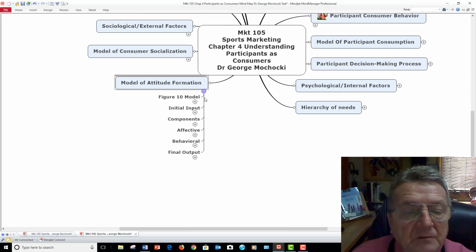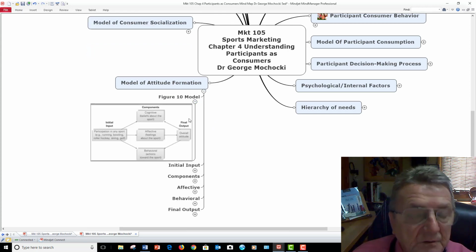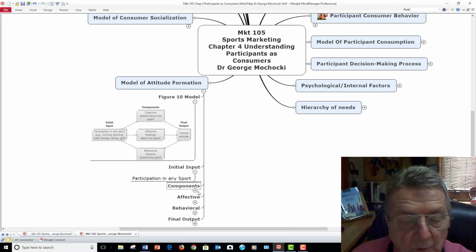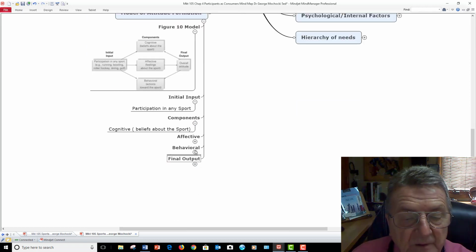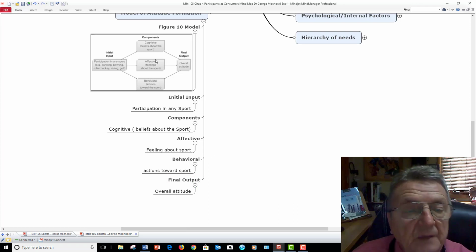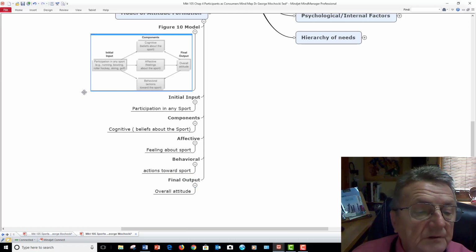Okay, now, model of attitude formation. And here's the model. I'm going to go with this again. You've got all these. I'm going to open these up because people like to write the notes in here. You know what I mean? They're basically my concept maps, which you already have in the book. So let me just open up. I'm a person, sports marketing.